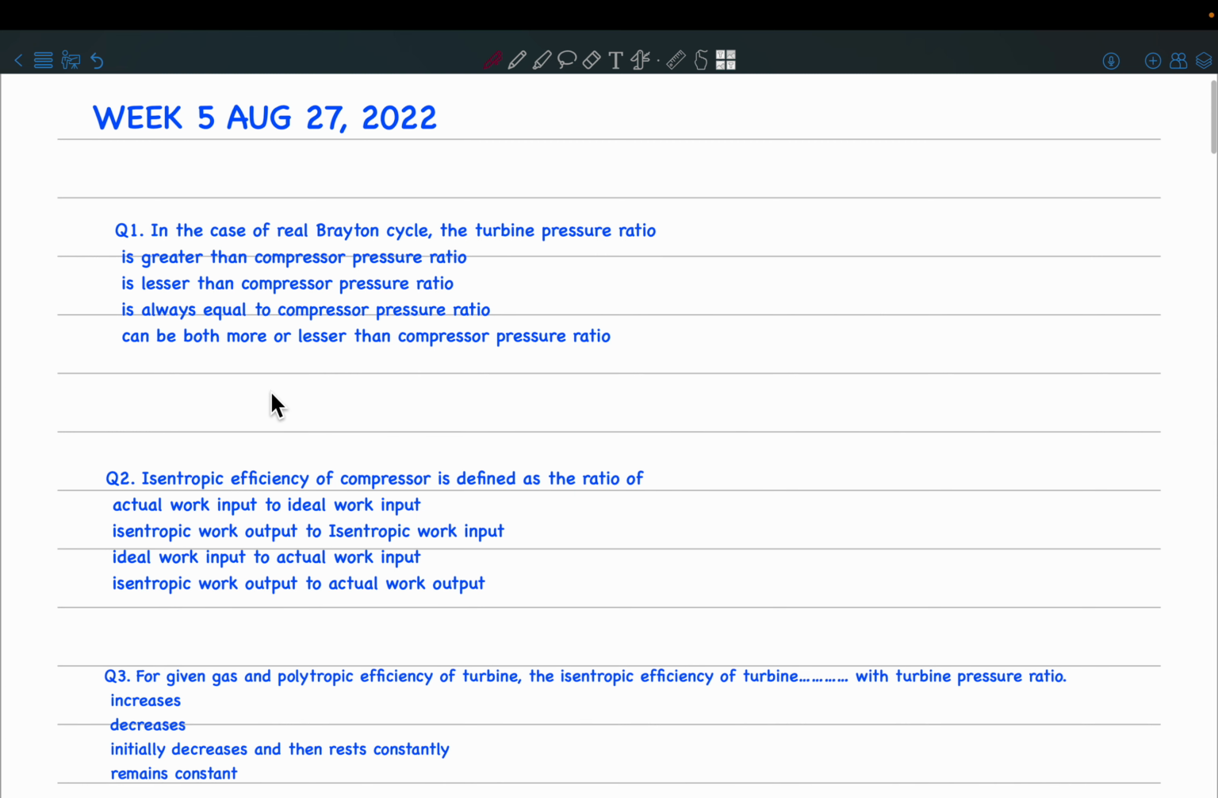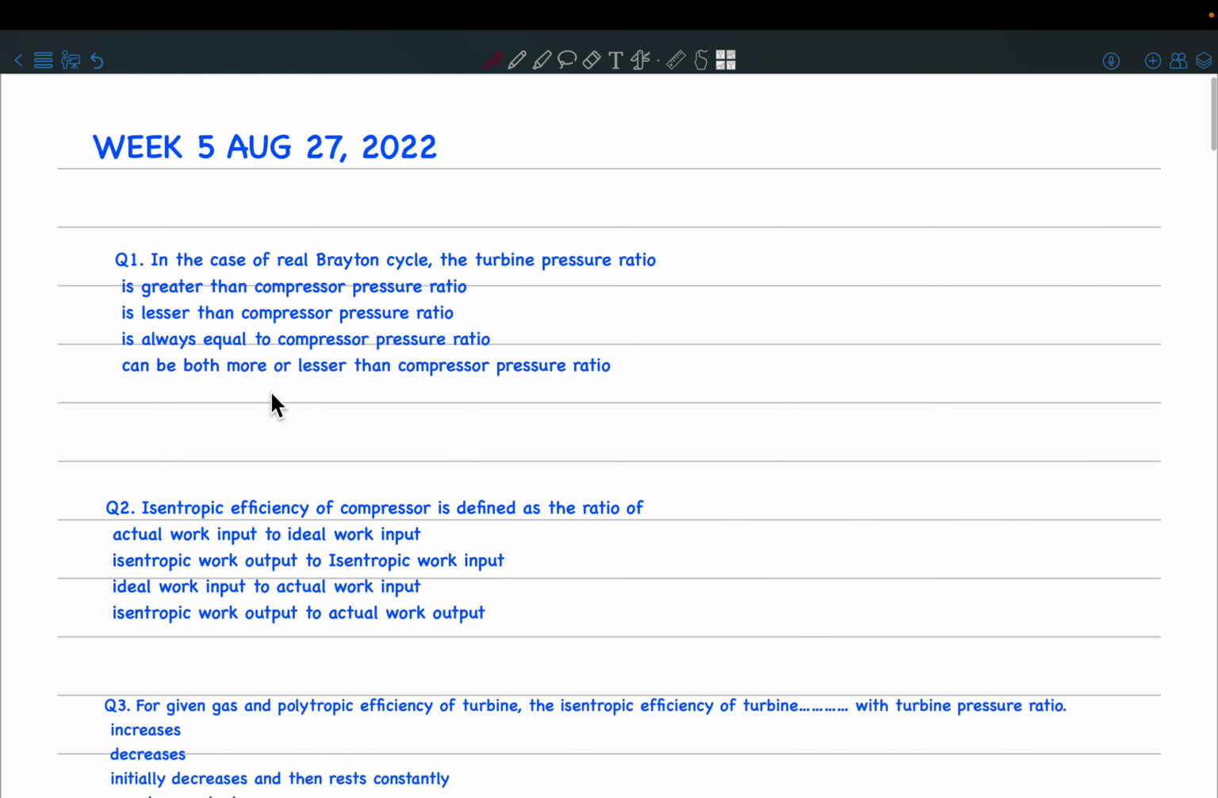Okay. So question 1: in the case of a real Brayton cycle, is the turbine pressure ratio greater than or lesser than the compressor pressure ratio, or equal? So what is the answer?